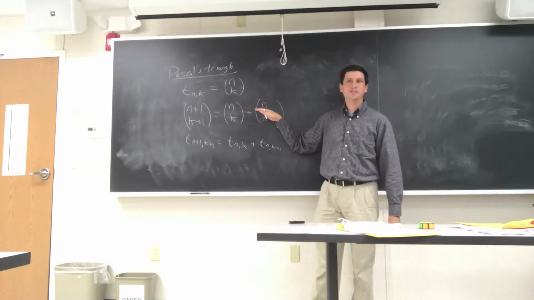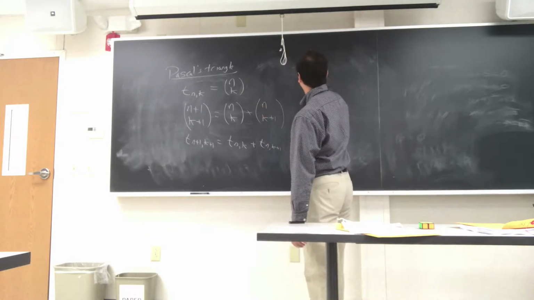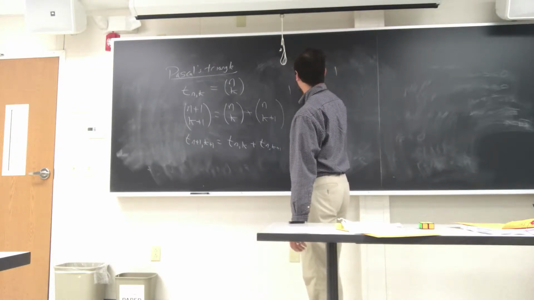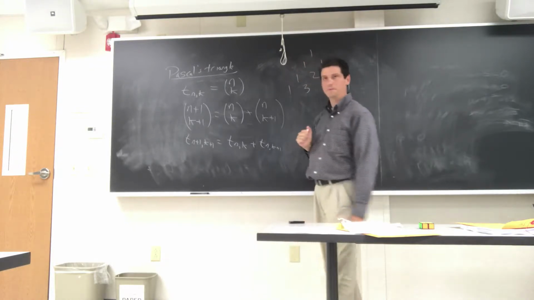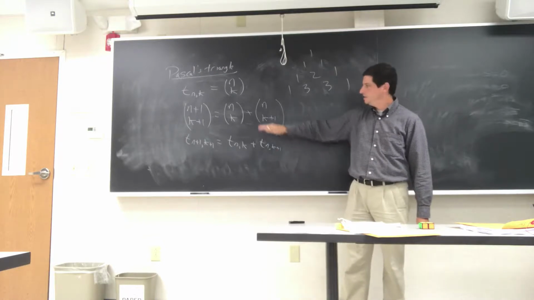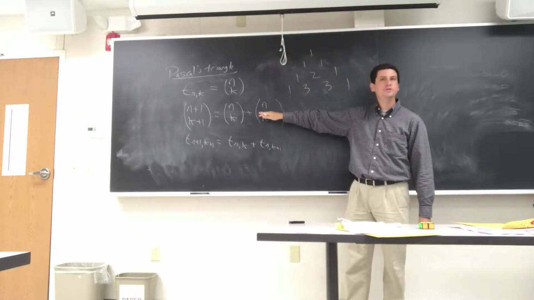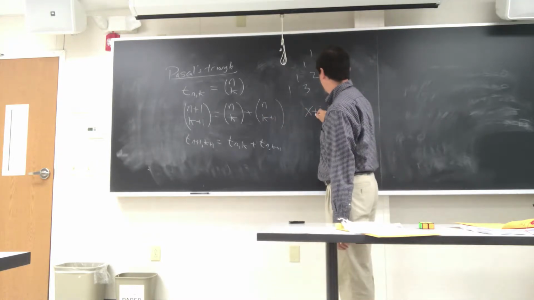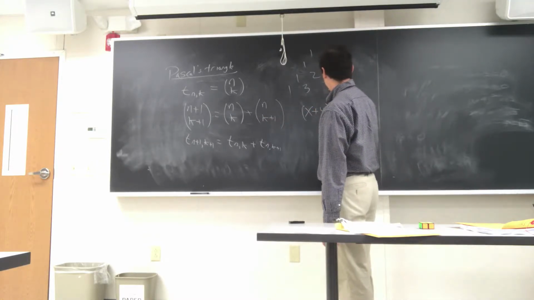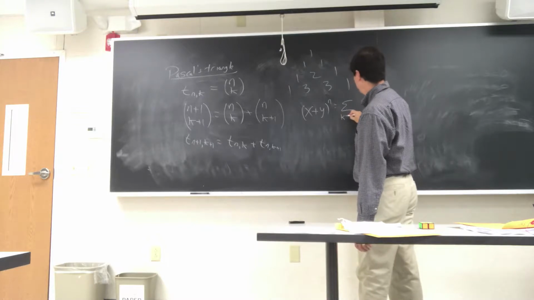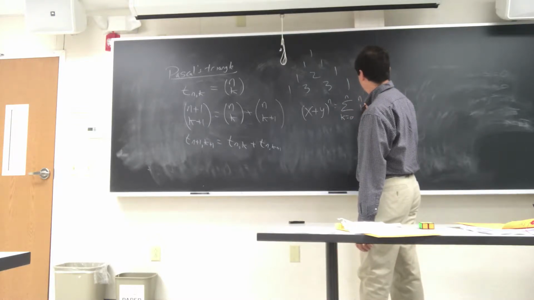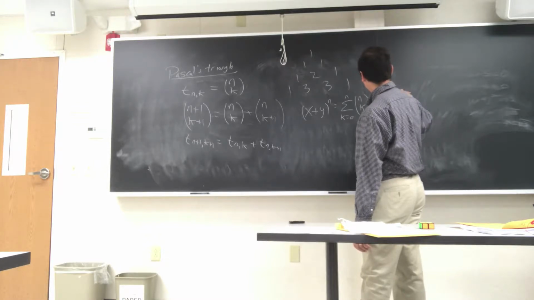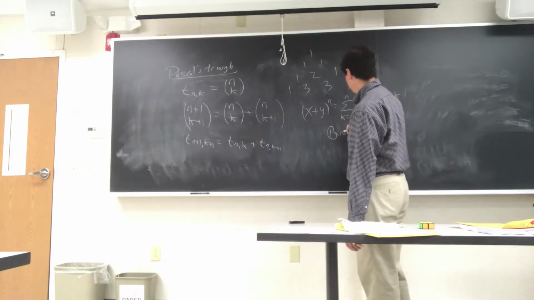Has everybody seen Pascal's triangle? The 1, 1, 1, 1, 2, 1, 1, 3, 3, 1, and so on. You might have seen proofs of this using like the binomial theorem, expanding things out. This is what you get when you expand x plus y to the n. This will be the sum, k goes from 0 to n, n choose k, x to the k, y to the n minus k. And this is the binomial theorem.